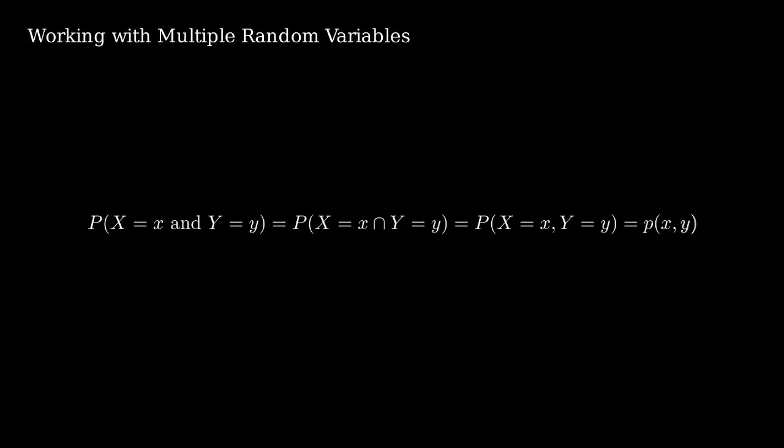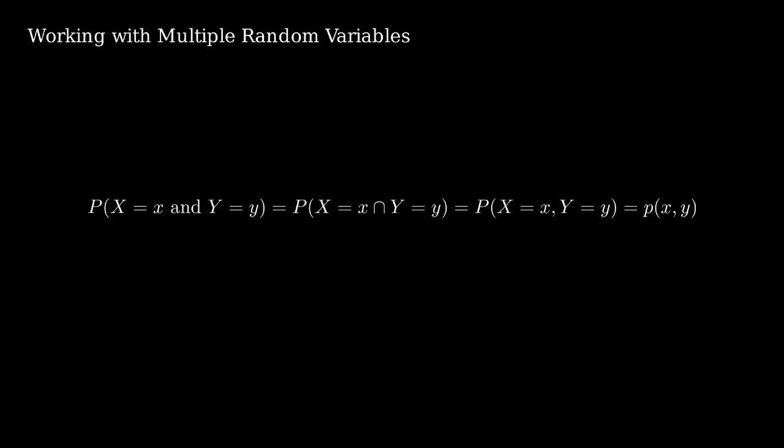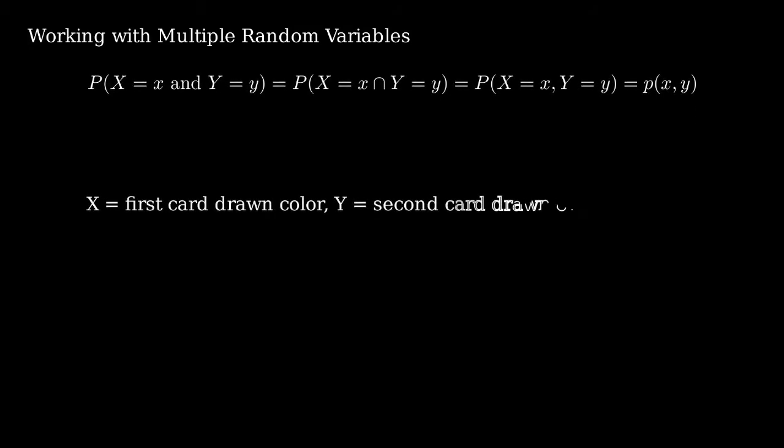There are many situations where we deal with multiple random variables. We denote the probability that X takes value little x and Y takes value little y as shown. This probability is called the joint probability of X and Y. Suppose we're working with a standard deck of 52 cards and the value X takes is the color of the first card drawn, while Y takes as its value the color of the second card drawn from the deck without replacement. Without replacement means we do not put the first card drawn back before picking the next one.